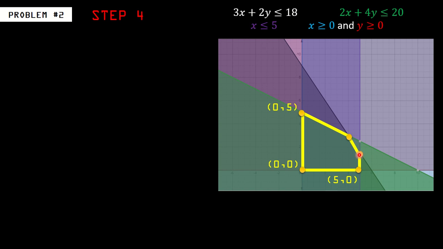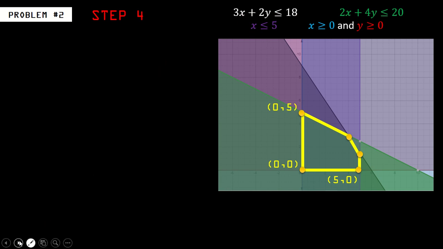Okay, so as you notice, there are two graphs that intersect. The first one here is the inequality 3x plus 2y less than or equal to 18. And the other one is x is less than or equal to 5. So let's identify the point of intersection. Again, we need to use the equations 3x plus 2y equals 18 and x is equal to 5.